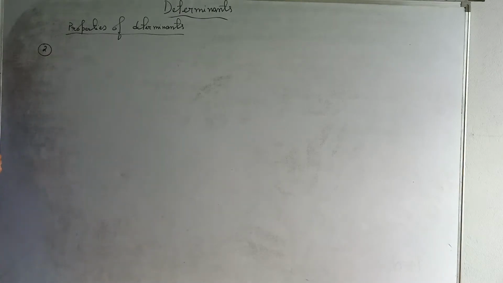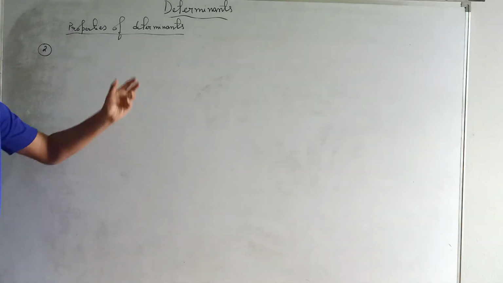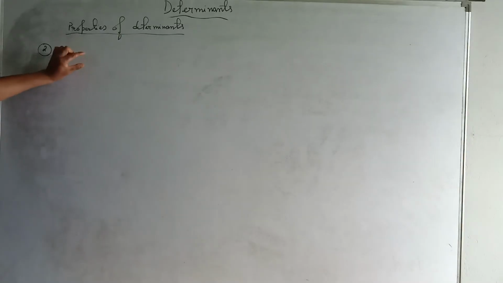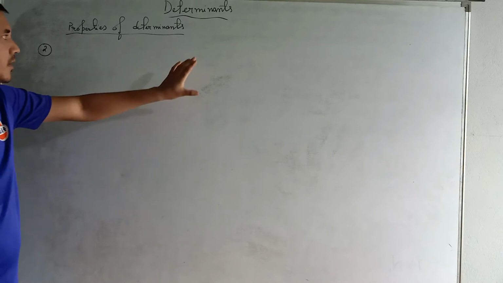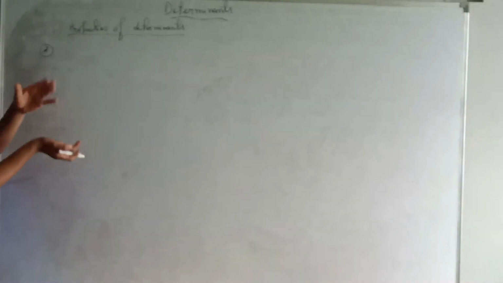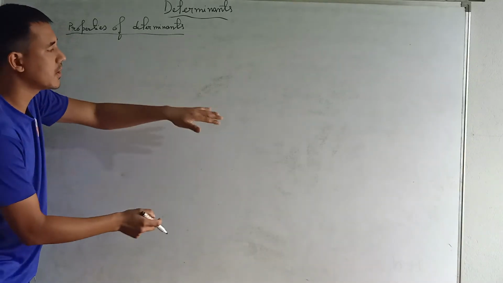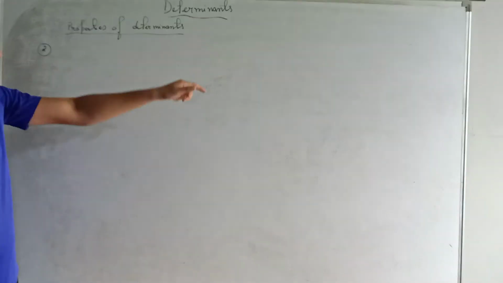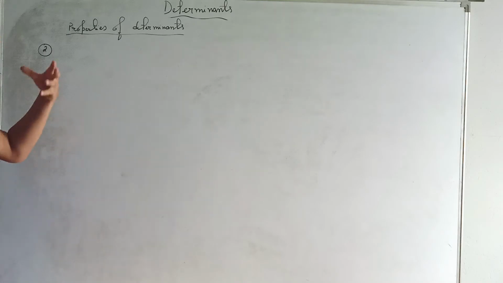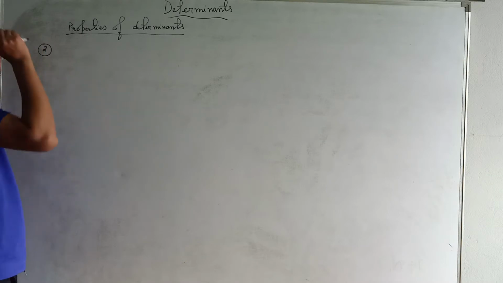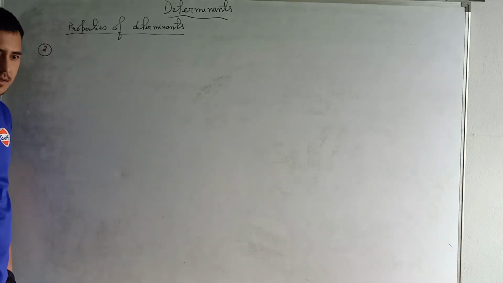Second property is, if any 2 rows or any 2 columns are interchanged. The first one was interchanging row and column. But this time you are going to interchange between the rows. Or you will interchange between the columns. So if any 2 rows or any 2 columns of a determinant are interchanged, then we always write a negative of the given determinant. Is it okay?